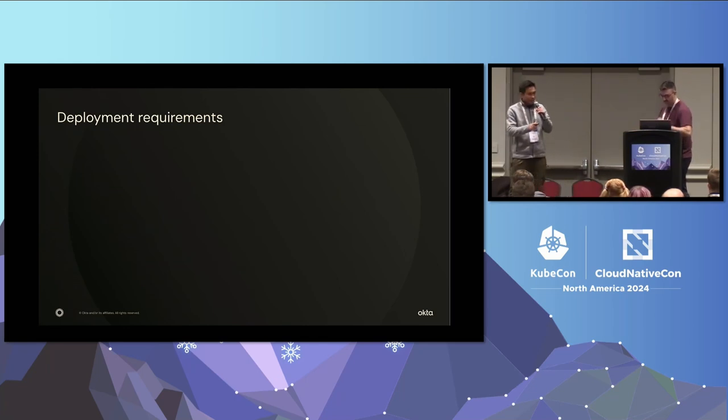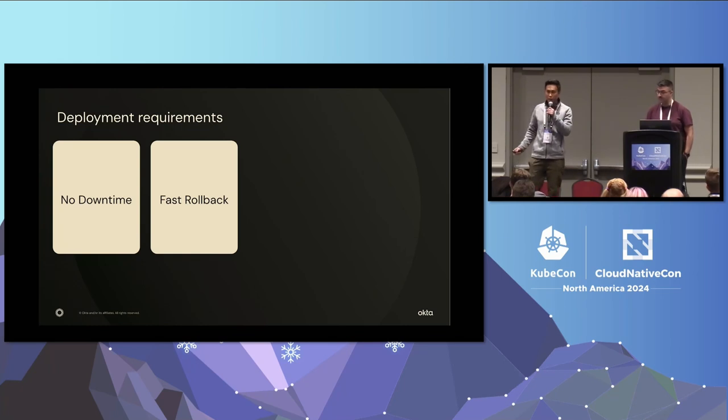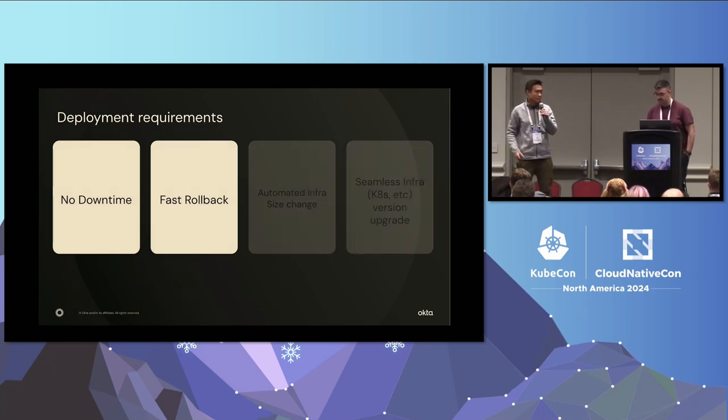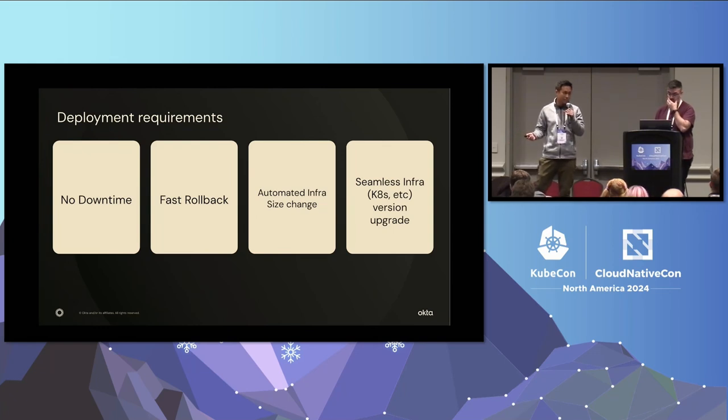So with the rolling deployment, we know that some of the deployment requirements cannot be fulfilled because we always serve two applications at the same time. So let's recap what we need to have for our deployment requirement. First, we need to have low downtime during upgrade, and also we need to have fast rollback during incidents. Also, we have an important feature called automated size change. That means for our customer environment, they can upscale and downscale during our upgrade without any downtime. And also, we have a seamless infrastructure version upgrade as well, that also leads to support low downtime.